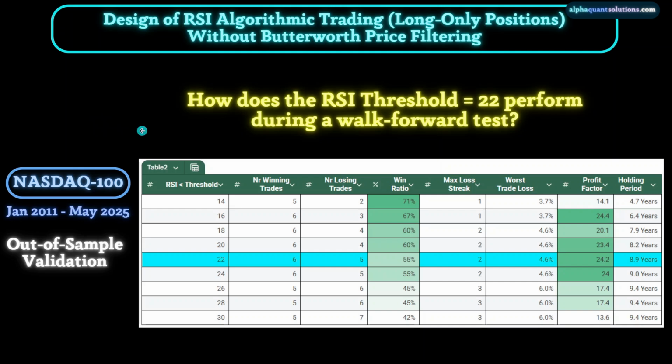We will evaluate now this algorithm with the selected value of 22 as a RSI threshold in a so-called walk-forward test. So this is also known as out-of-sample validation. And if you look at here, the row that shows RSI threshold of 22 delivers actually the worst trade loss of 4.6% and a profit factor above 24 with a win ratio of 55%. And this is done in the period January 2011 until May 2025. So really encouraging and really positive results from the validation test.